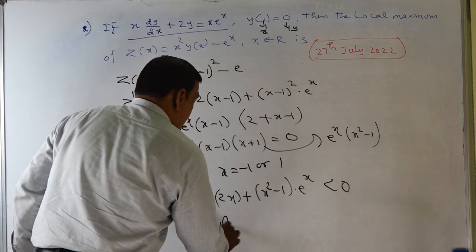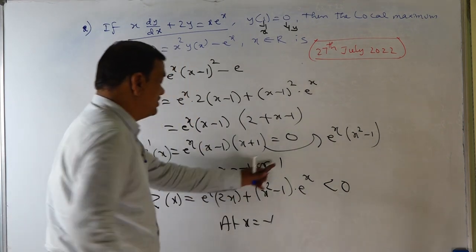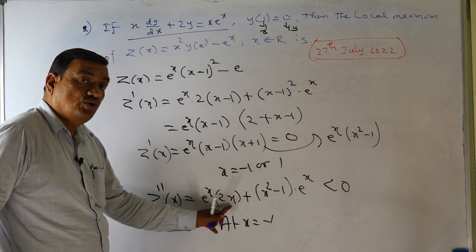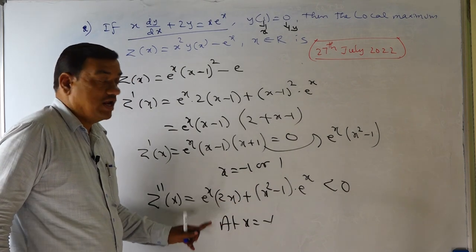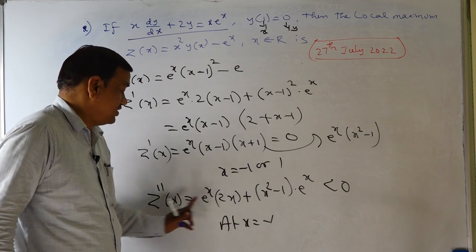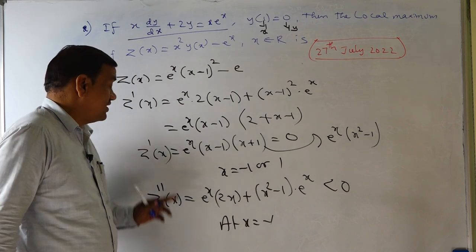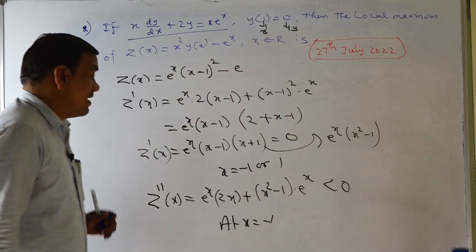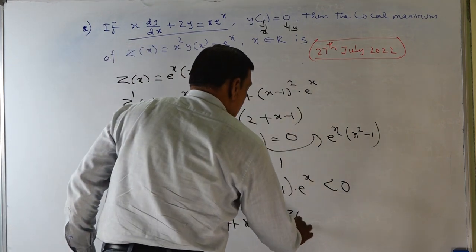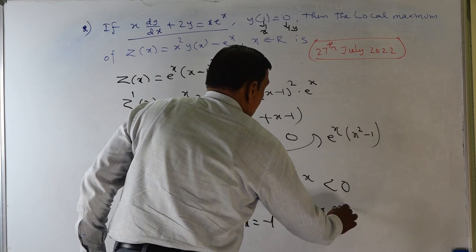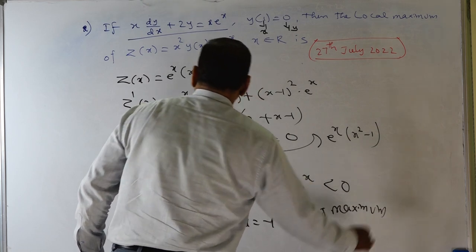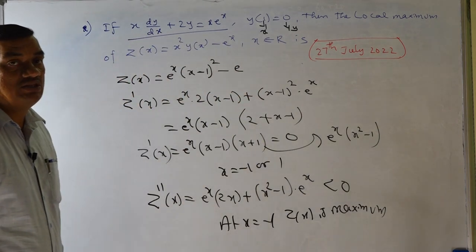Therefore, at x is equal to minus 1, if you substitute, e power n into 2 into 1, it becomes a positive value. If you substitute x is equal to minus 1, z double dash of x is less than 0. Therefore, at x is equal to minus 1, the given function is maximum. At x is equal to minus 1, z of x is maximum. So, he is asked to find out what that maximum value is.